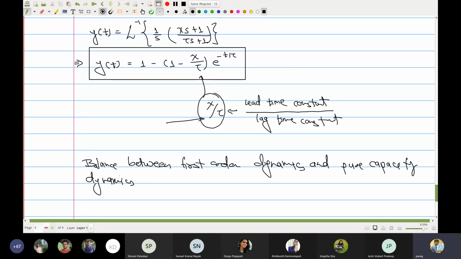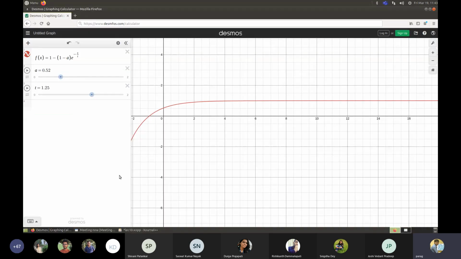In pure capacity systems, the system instantaneously follows the input function without waiting for transient dynamics, and therefore you immediately see the response. And this is what is happening when you have the perfect balance, which means a is equal to 1, where the lead and lag constants are the same. So this response is the pure capacity response, right? Input and output look exactly the same. Then on this pure capacitor response, you have superimposed the first order response, right?